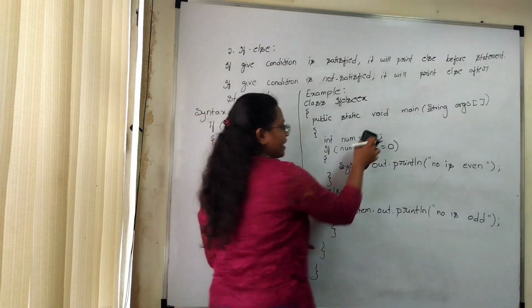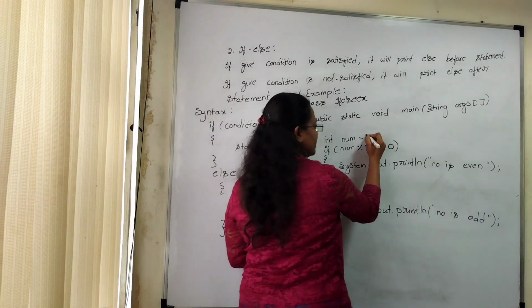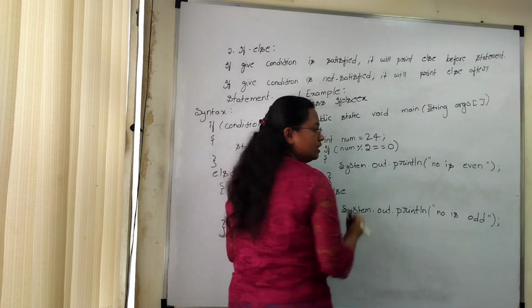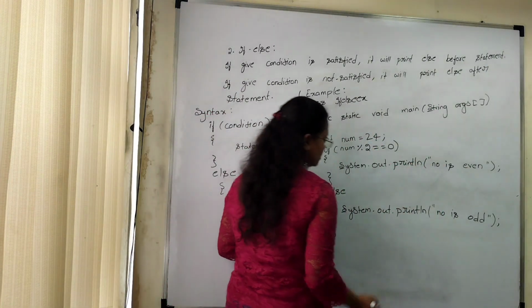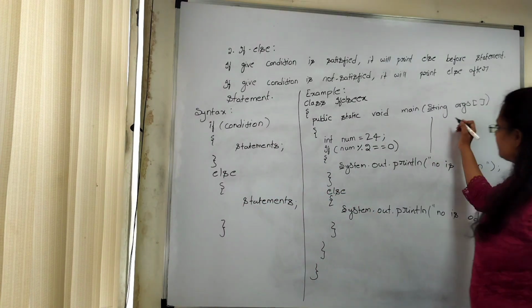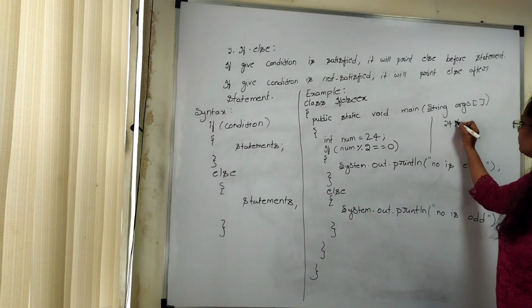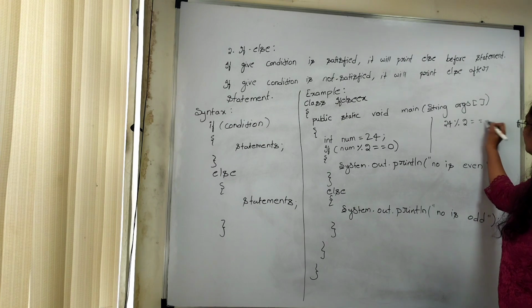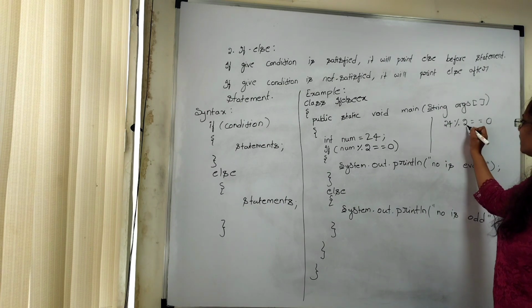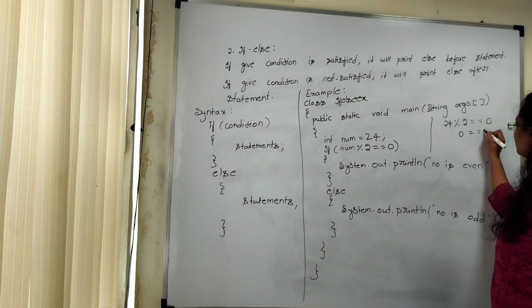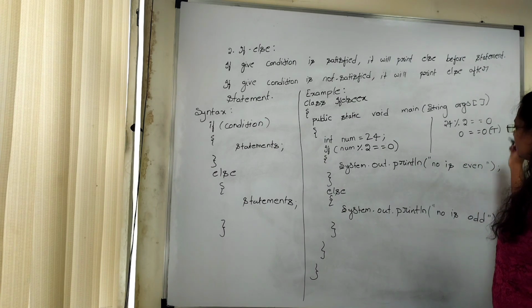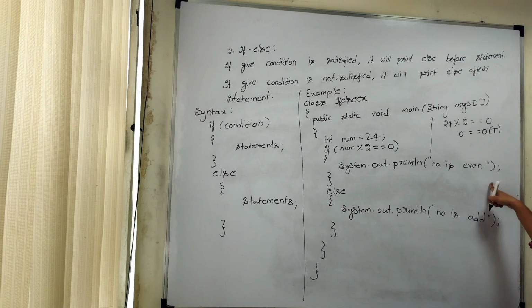Suppose I am taking any even number, guys, like 24. So see here. If you divide 24 modulo 2 equal to 0: 2 twelves are 24. What remainder will you get? 0. 0 equal to 0. The condition is true. So that is the reason the output is number is even.